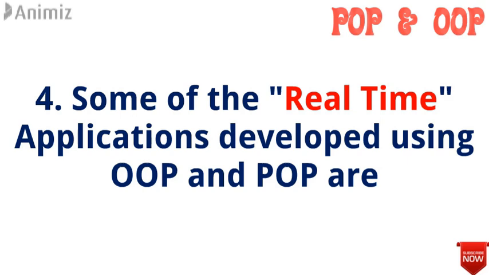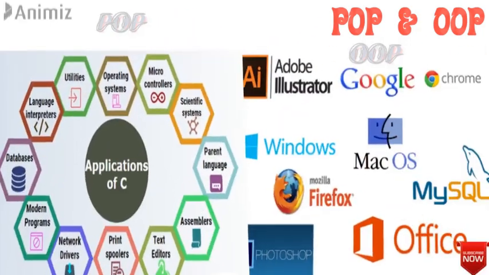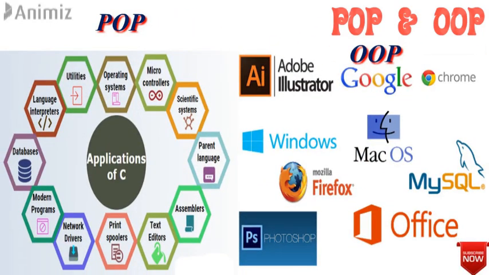Let us see now some of the real-time applications developed using OOP and POP programs. The applications of C language: C language is used to design operating systems. It is used to design microcontrollers. It is used to design parent languages, assemblers, text editors, networking drivers, modern programs. It is also used in database concepts. It is used to design some of the other utilities also.